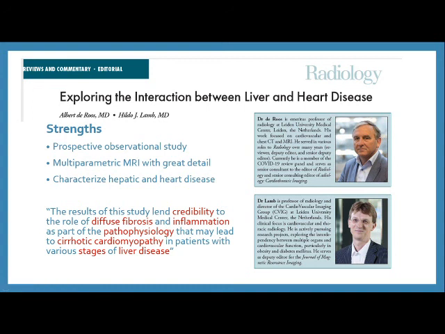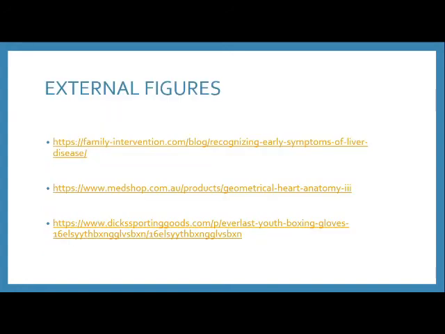showing a multiparametric MRI with great detail in characterizing hepatic and heart disease. So concluding, basically, they say that the results of this study lend credibility to the role of diffuse fibrosis and inflammation as part of the pathophysiology that may lead to cirrhotic cardiomyopathy in patients with various stages of liver disease. So this was very useful to me, and I hope it was to you as well. These are some of the external figure references.